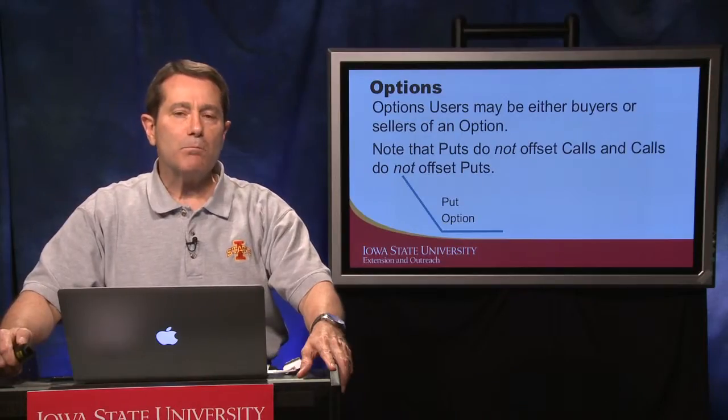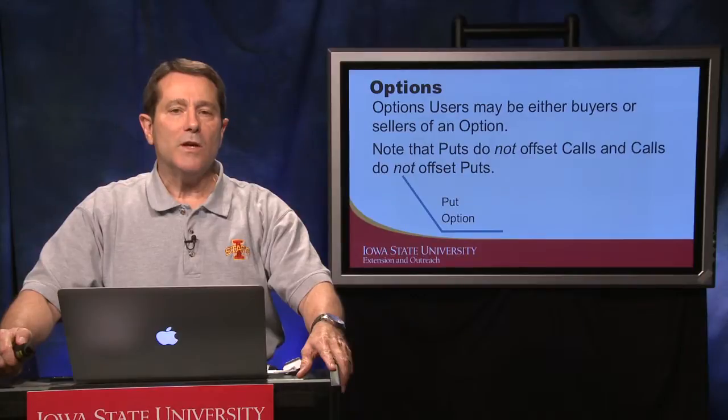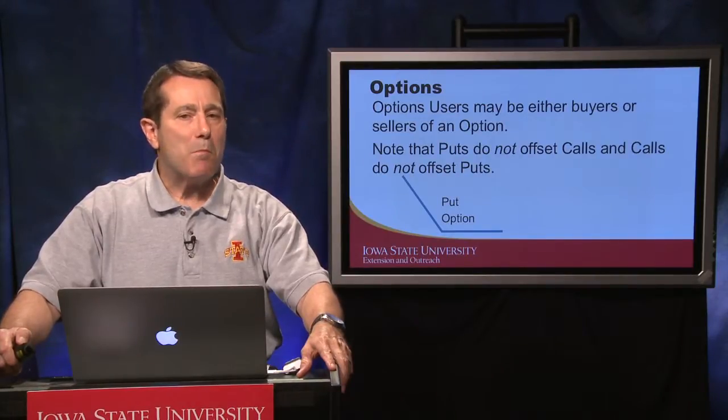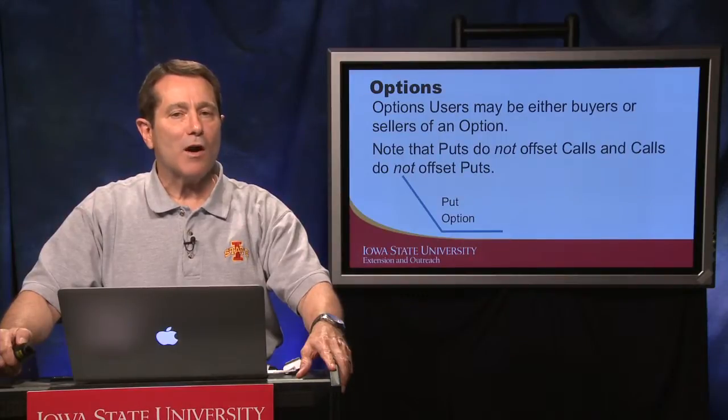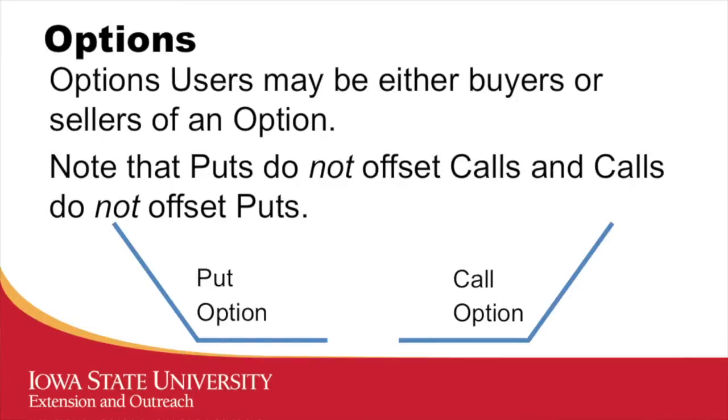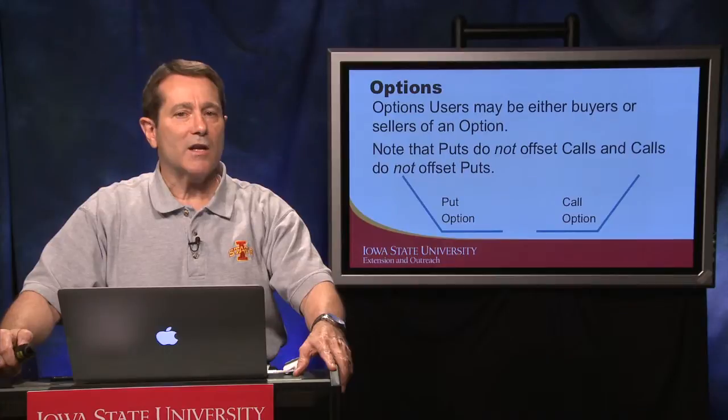So when we use a put option, we take advantage of lower futures prices, and when we combine it with a cash marketing strategy, we're protecting ourselves should futures prices move lower. With the call option, we can take advantage of higher futures prices. So if we've sold those cash bushels, we could replace those cash bushels and benefit should futures prices move higher.